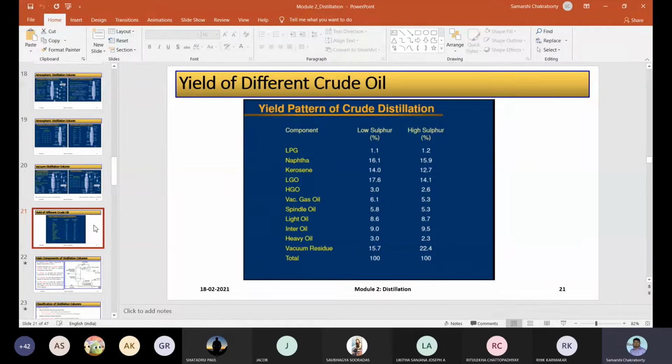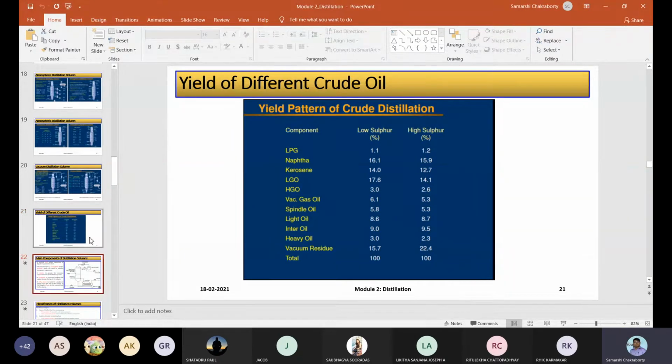So if you have high sulfur content and high density also, there is more chance that you will come up with more and more residue product. So you see, the vacuum residue part using high sulfur crude is going to be more, and for your low sulfur crude it is a little bit on the lower side, but the naphtha is almost very close to each other. So let me just move forward.